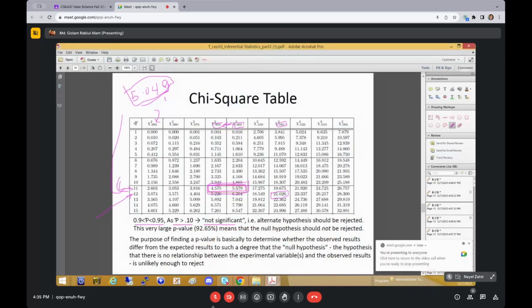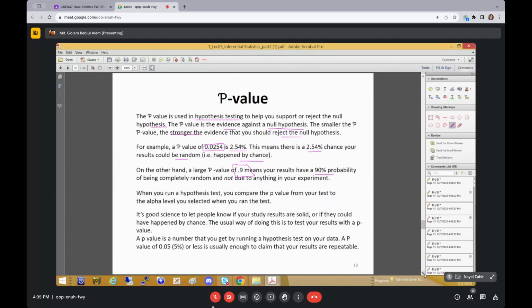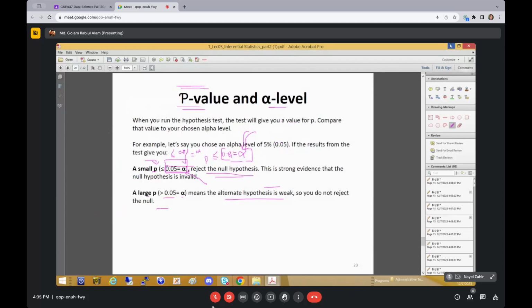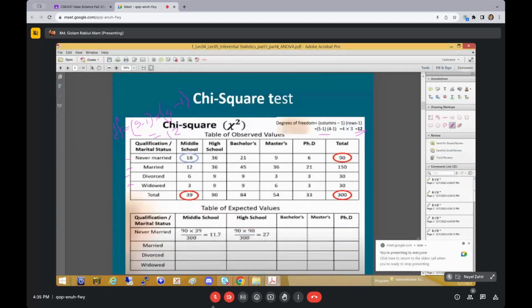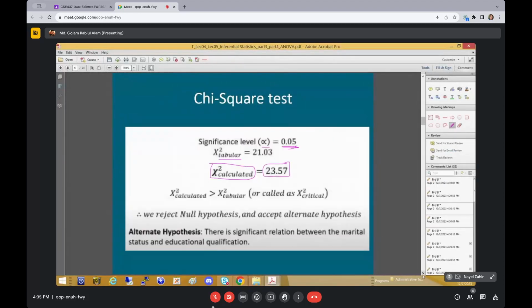So we got the alpha, and here is our p value. The chi-square tabular value for alpha equal 0.05 is 21.26. Okay, 21.26. So here there is 29.03.